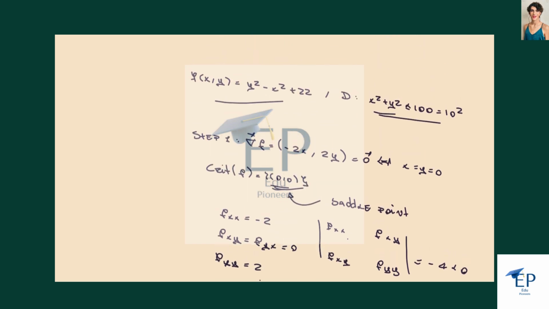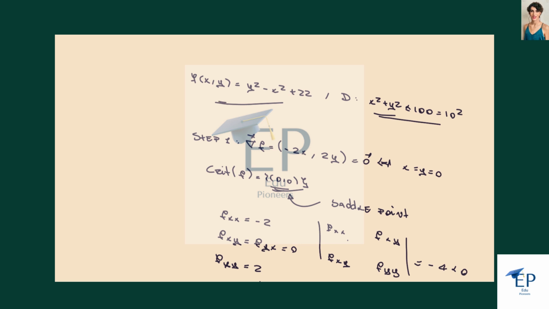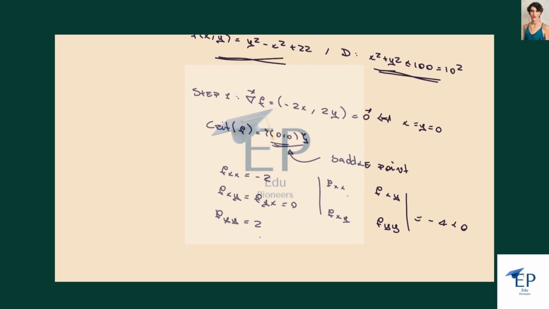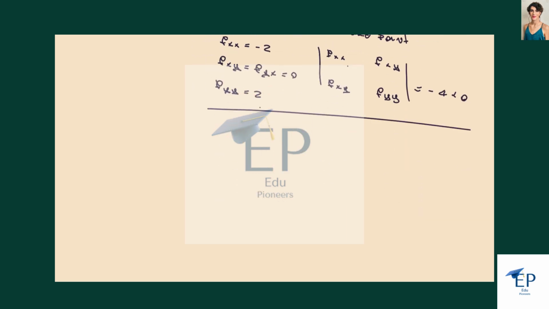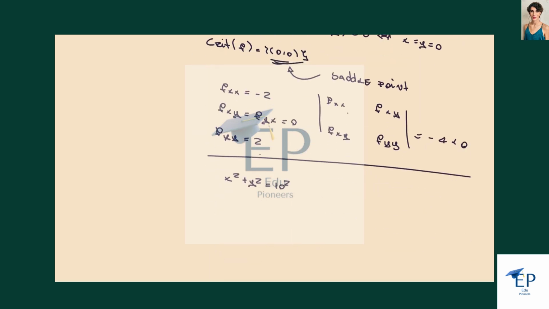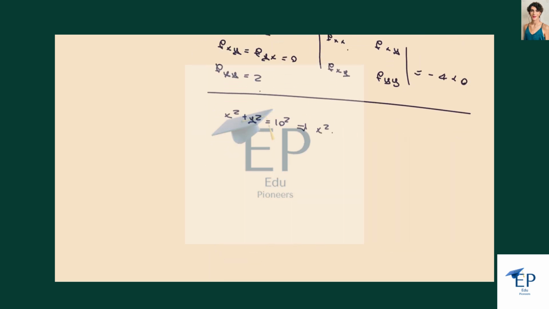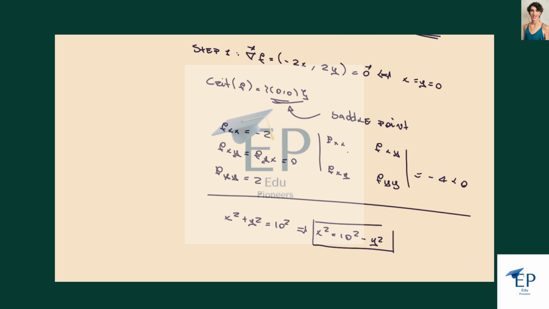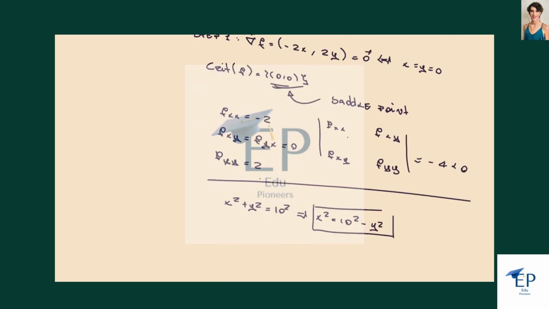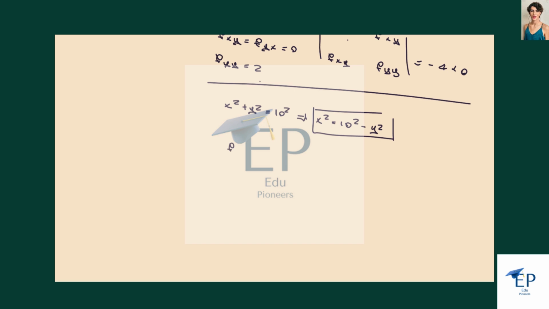Perfect. This shows that the maximum of this function is going to be achieved on the boundary of this disk, that is, on the circle with center the origin and radius 10. Now, the equation of this circle is x squared plus y squared equal to 10 squared. Perfect. This shows that x squared is equal to 10 squared minus y squared. Now let's plug this value of x squared into this equation. So what do we get? We get f of y only.